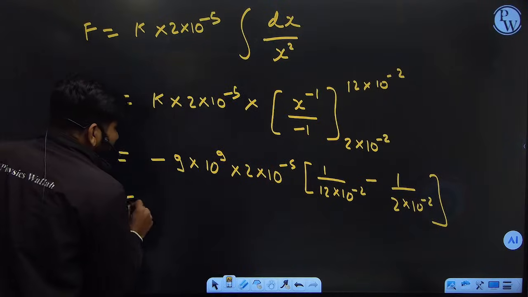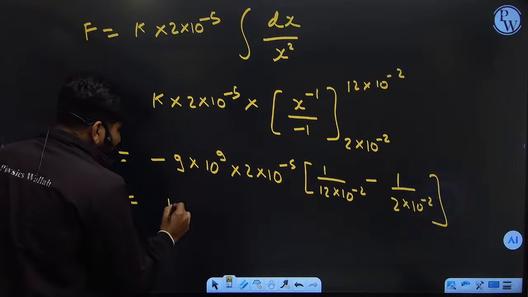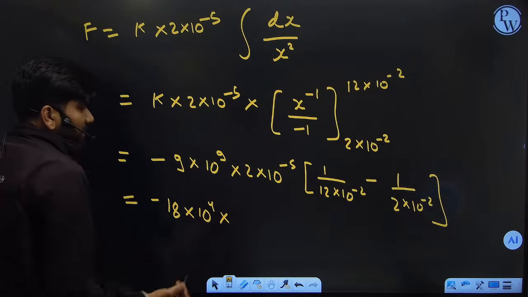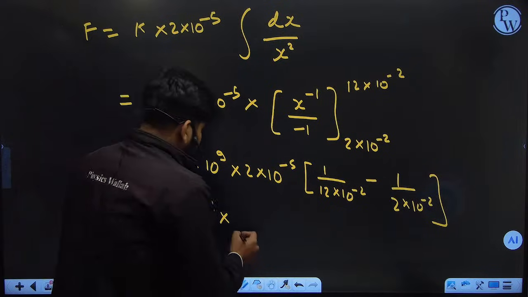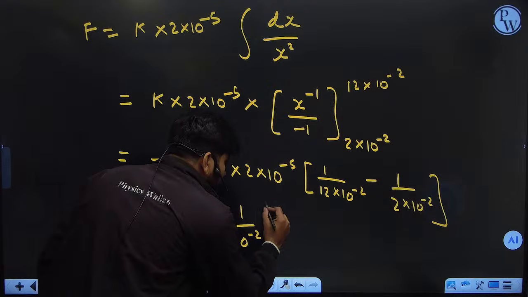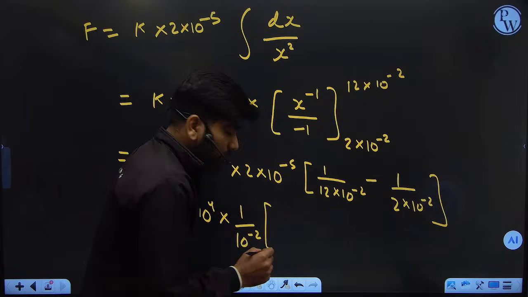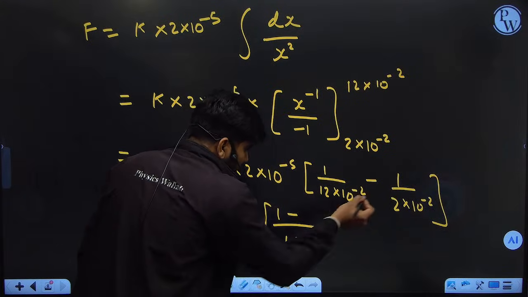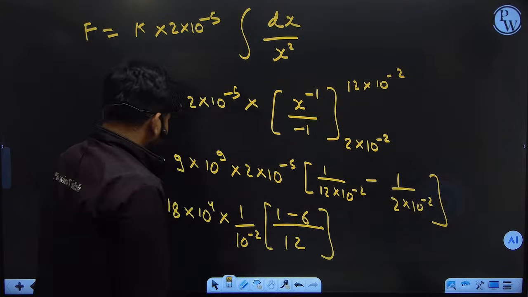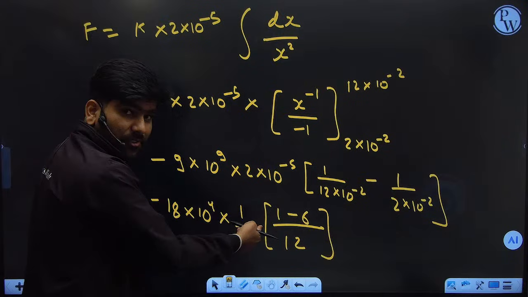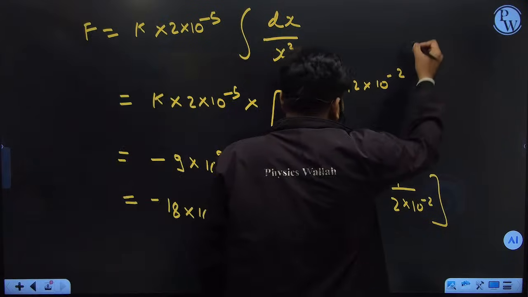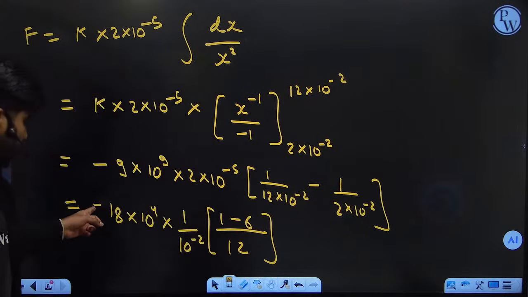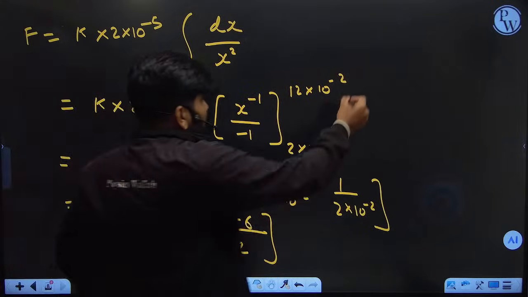Okay, anyways, continuing: 9 2s are 18, minus sign as it is. 10 raised to the power will be 4 here, and in the bracket, I can take 10 raised to the power minus 2 common, 1 by 12 minus 1 by 2. If I take LCM, it will be 12, 1 minus 6 times will be here. Now see, we are going to get minus 5 from here, minus minus will become plus. So in the next part, I can directly cancel this minus with minus 5, making it plus 5.